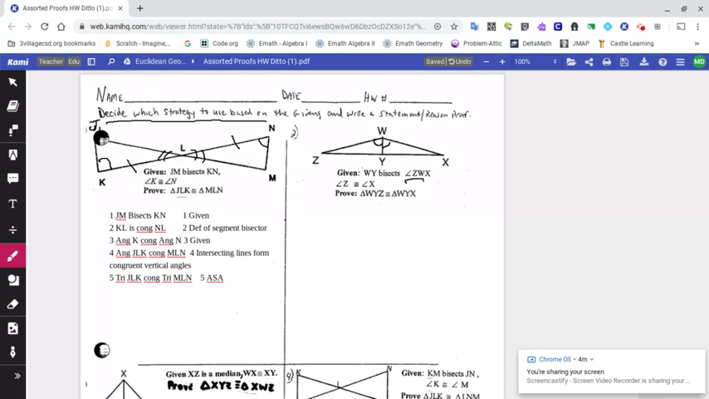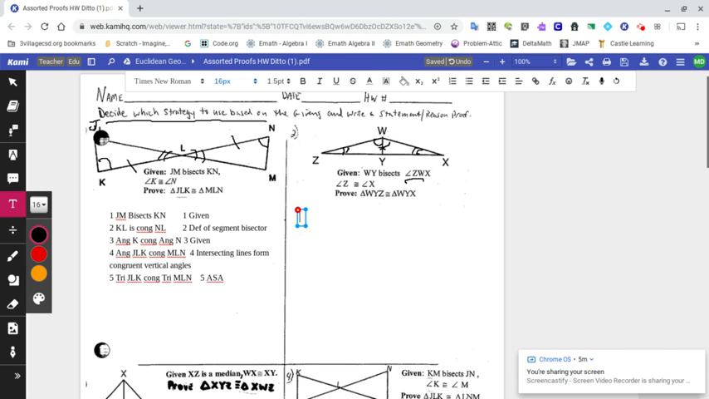Then we've got angle Z congruent to angle X by given, and WY congruent to itself by reflexive. So this is going to be angle, angle, side. One, WY bisects angle ZWX.